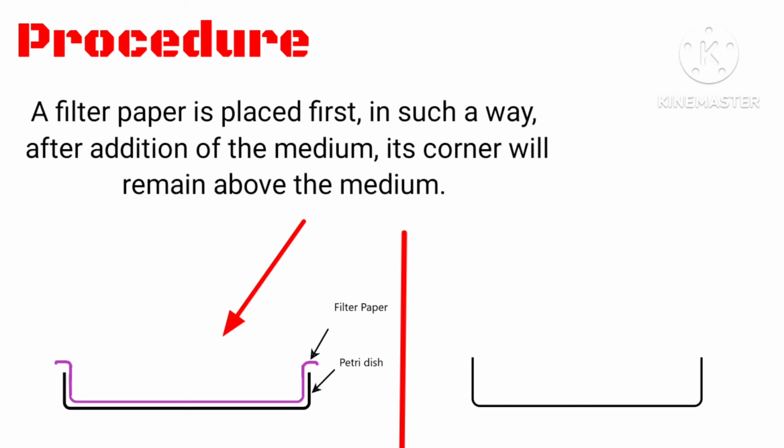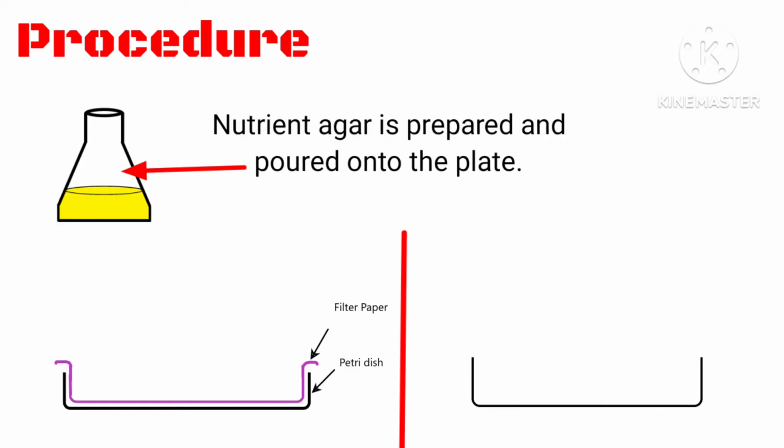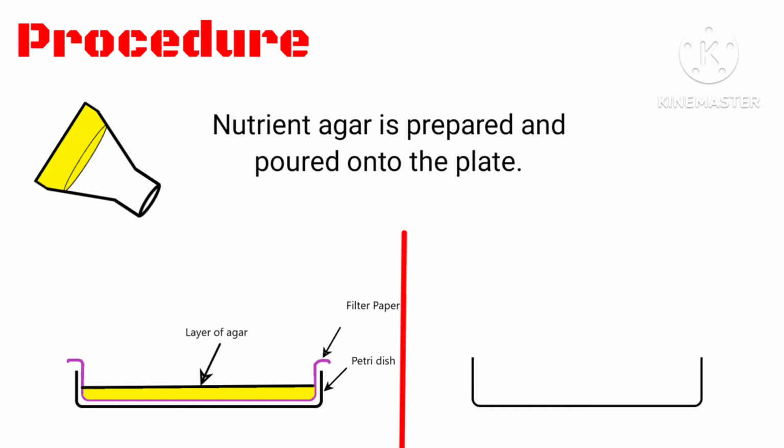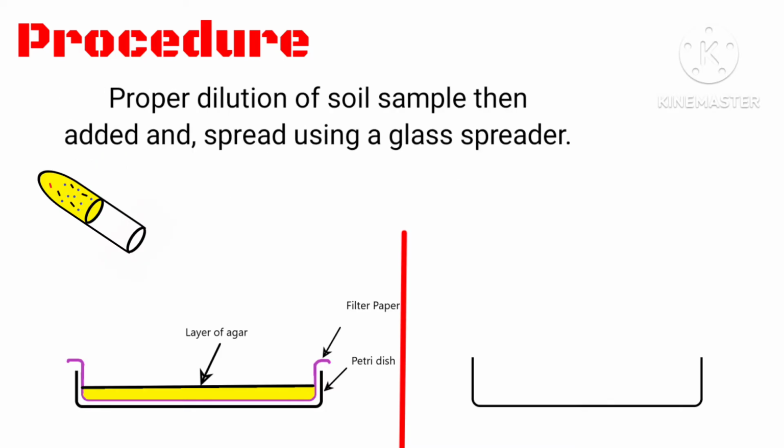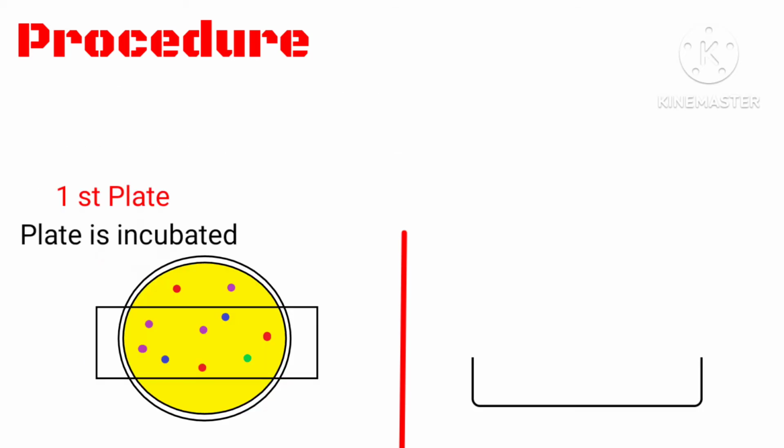A filter paper strip is put across the bottom of the petri dish in this way. The nutrient agar is prepared and poured on the paper disc and allowed to solidify. Soil sample is diluted and proper dilutions are inoculated and incubated.